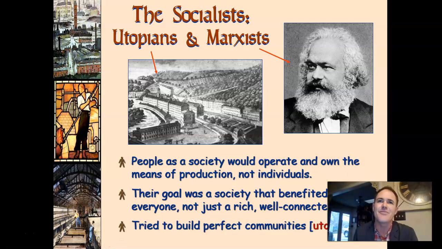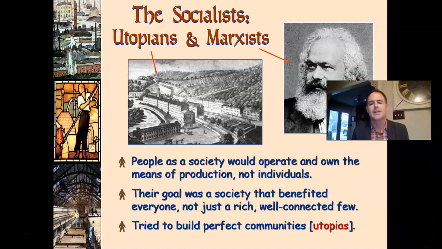argue that this unfair distribution of wages and capital could only be stopped if groups, not individuals, own and operate the means of production, like the factories and the railroads, and what they mean by people as a society, usually in the form of a government.